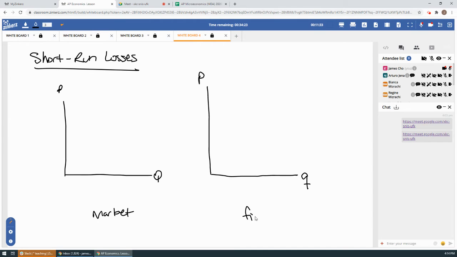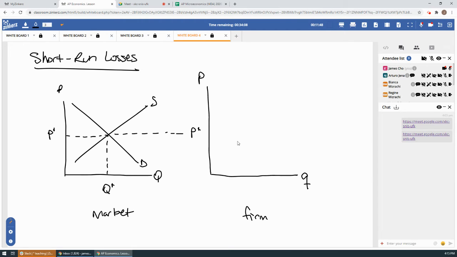I start out with my market, I start with my firm. Downward sloping demand, upward sloping supply in the market, which means in the market, here's my P star, my Q star. That means for the firm, they're going to be a price taker, with perfectly elastic demand and marginal revenue. I have my marginal revenue, so I draw in my marginal cost. Where MR is equal to MC shows me my profit maximizing quantity. So up until this point, it's exactly the same as short-run profits. I drew everything exactly the same.